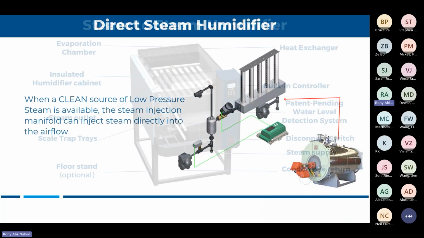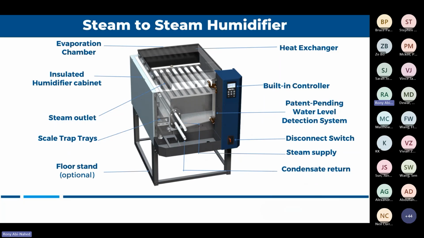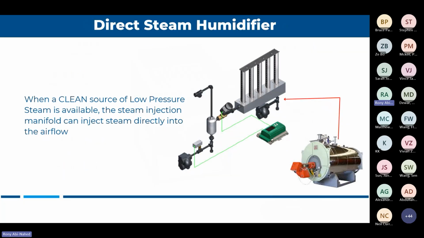Now keep in mind, both the steam to steam unit and the direct steam application are low pressurized steam. So we're talking between 5 to 15 psi. Usually the pressure coming from your boiler is between 50 to 80 psi. So to be able to use this technology, you need a PRV station, a pressure relief valve, before these units to lower the pressure down to a maximum of 15 psi.